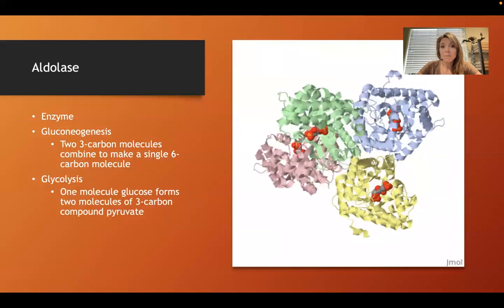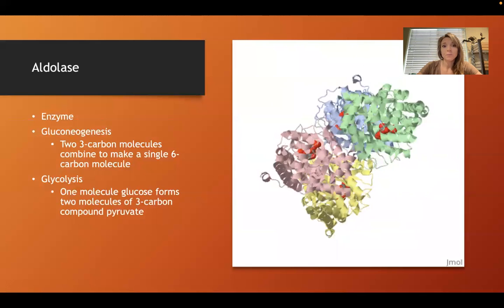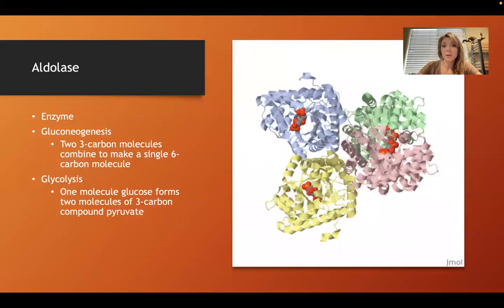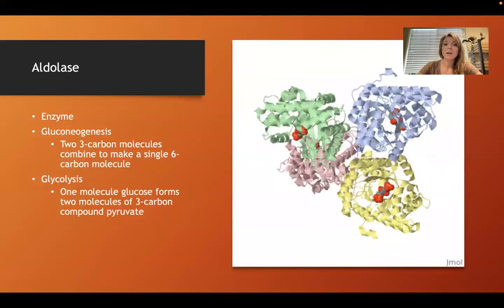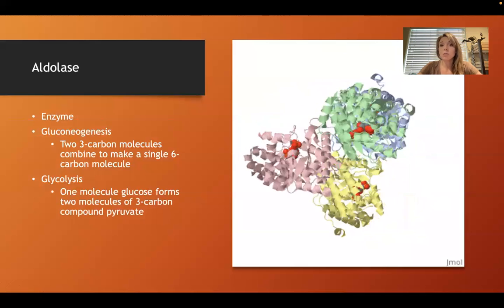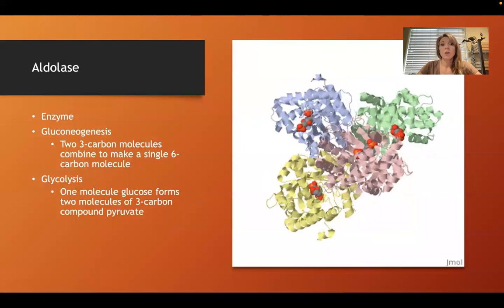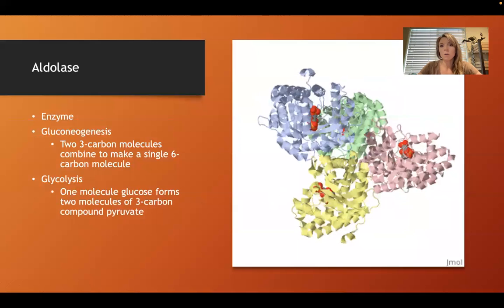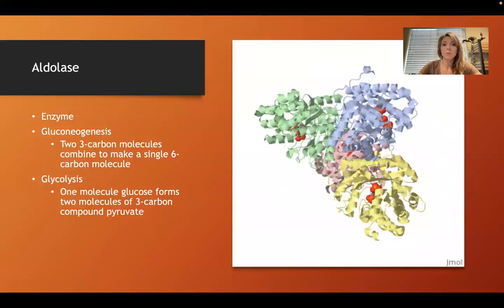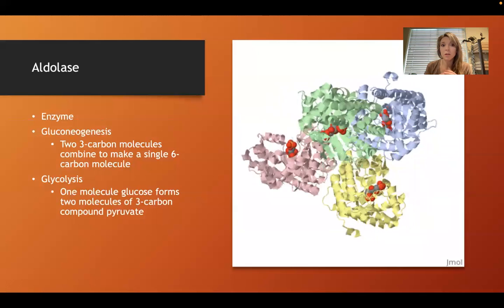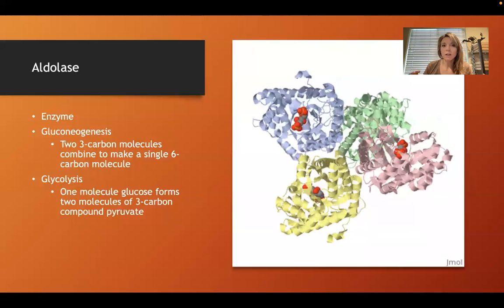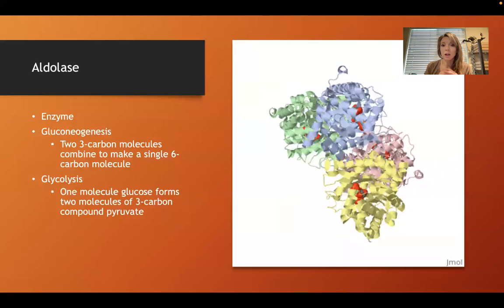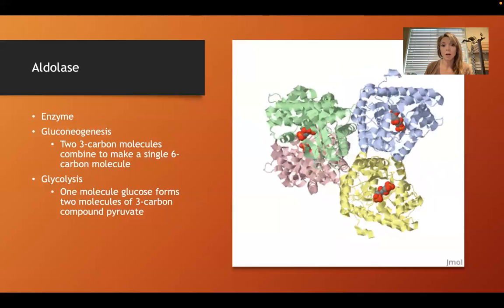Aldolase is a key component in glycolysis. In the glycolysis pathway, the products and reactants are reversed, where a 6-carbon molecule is split into, I'm sorry, 2 3-carbon molecules. So for aldolase, we're putting two small ones together for gluconeogenesis. For glycolysis, we're splitting two apart.